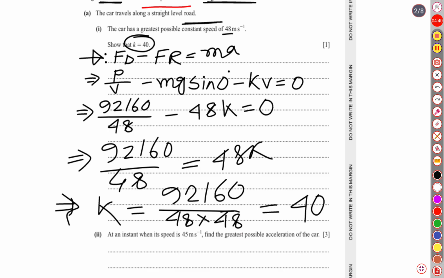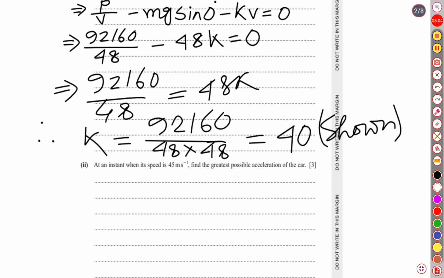We have shown. We can write here the notation of shown. And this may be the final step. So if k is 40, finally our resistive force, that means frictional force, is 40 into velocity. Well, let's move on to the next question.